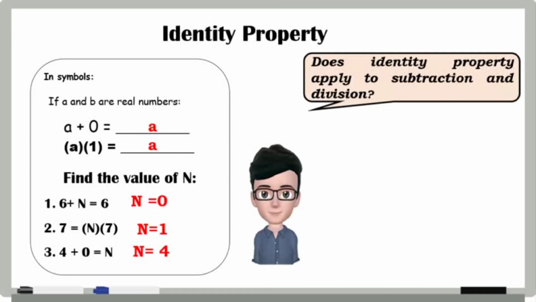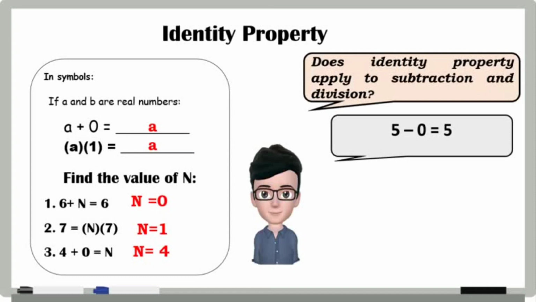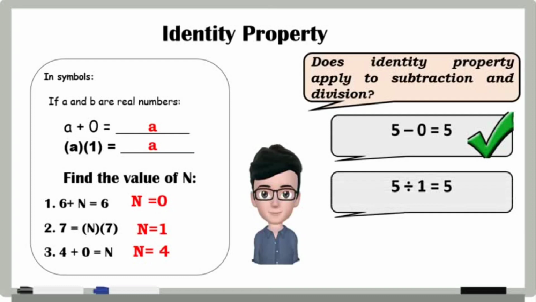Now, the question is, does identity property apply to subtraction and division? So, parang same question lagi ito. Kapag may given na property, applicable kaya siya sa ibang operation. Tignan natin. Is 5 minus 0 equal to 5? Yes. Therefore, identity property can be applied to subtraction.